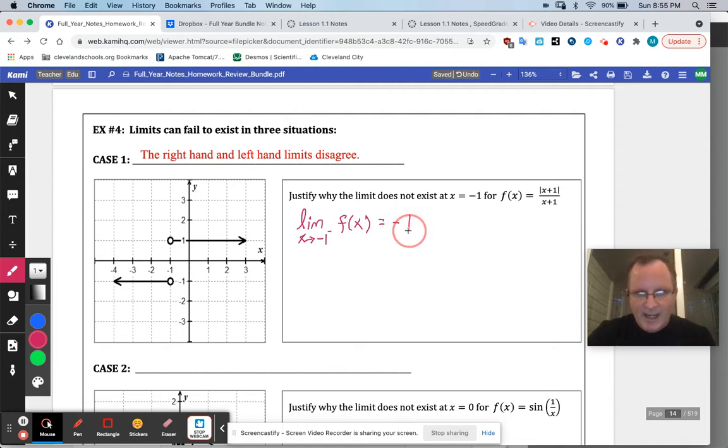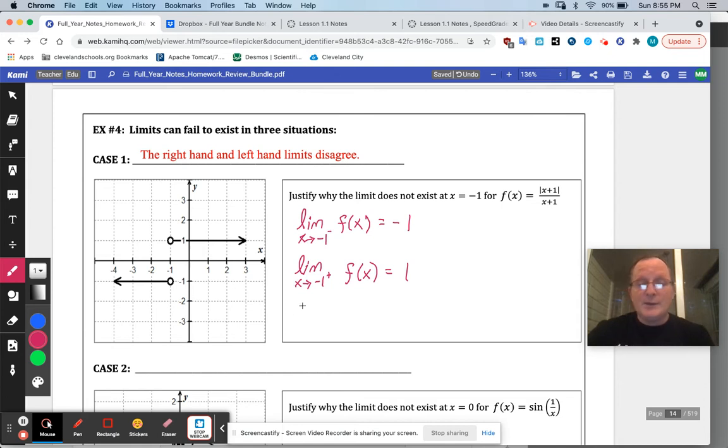So -1, and at the same time, the limit as x approaches -1 from the right of f of x is equal to +1. So that's the one up here. Coming from the right, it's 1. Coming from the left, it's -1, and then it has this jump in between. Since those two do not agree, the limit doesn't exist.